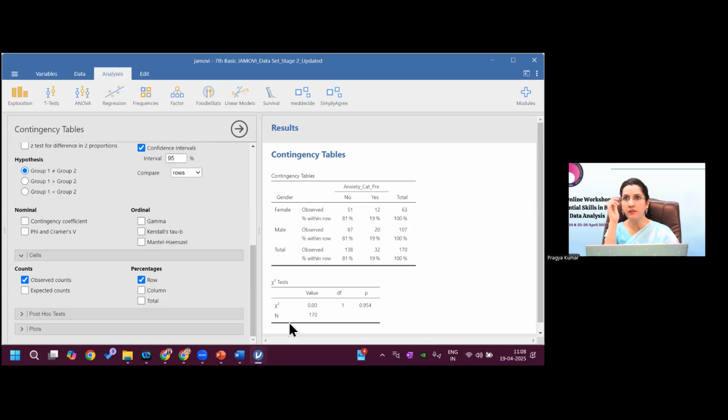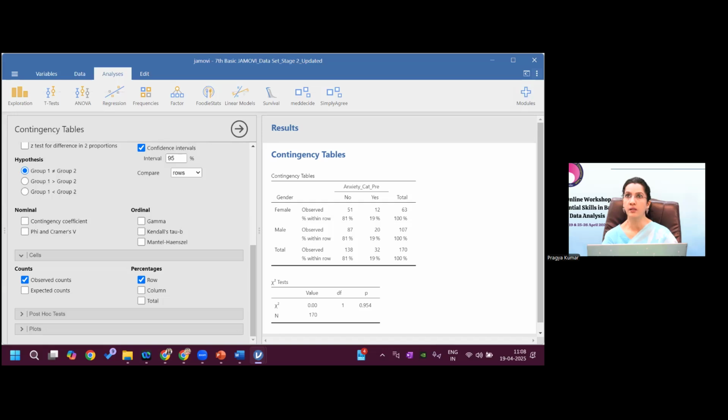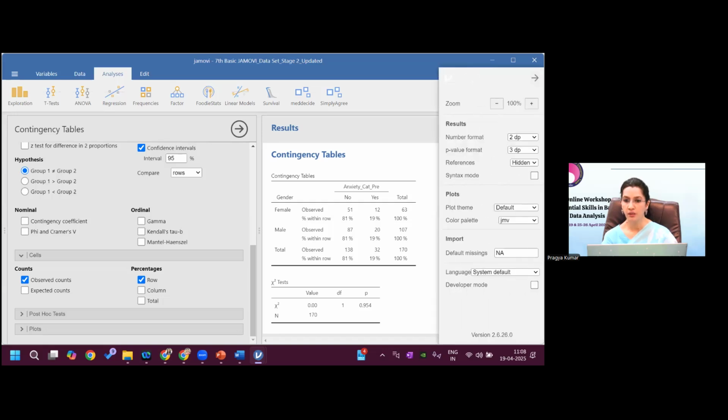The expected is calculated from the percentage of total value. Is it so? Yes, Dr. Subhapriya. From total, why? Because even if you don't consider gender, out of the total number, what is the percentage of this anxiety? And then in the result, there is this three-dot icon. If you click on that three dot, you can change the format, but it automatically comes as 2 or 3 decimals.